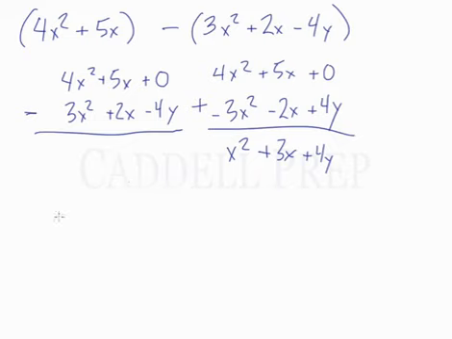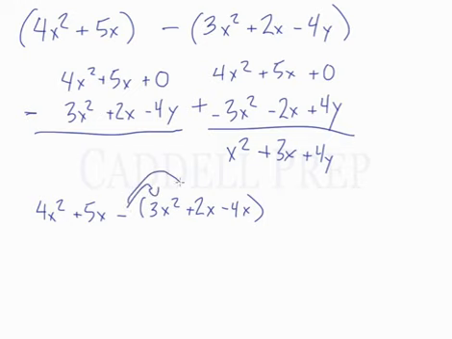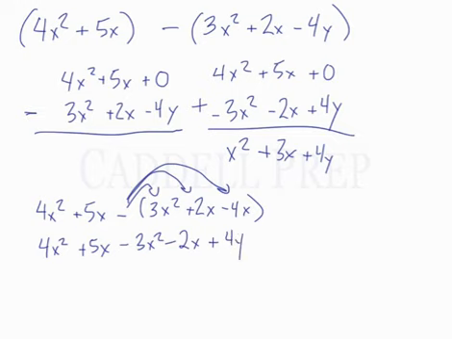Alright, let's try this horizontally now. 4x squared plus 5x minus 3x squared plus 2x minus 4y. We have to distribute this. So we have 4x squared plus 5x. This becomes negative 3x squared, negative 2x, plus 4y. I wrote it incorrectly before. This should be minus 4y, so when we distribute it, it becomes plus 4y.